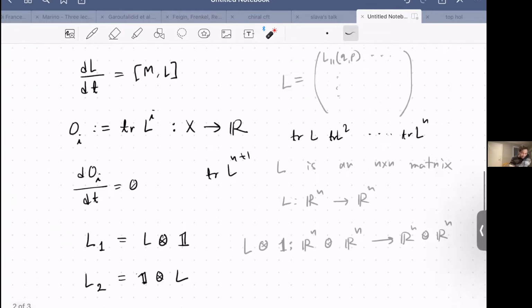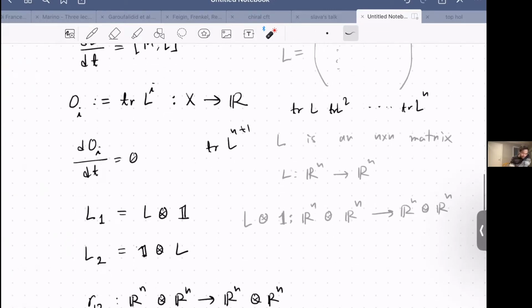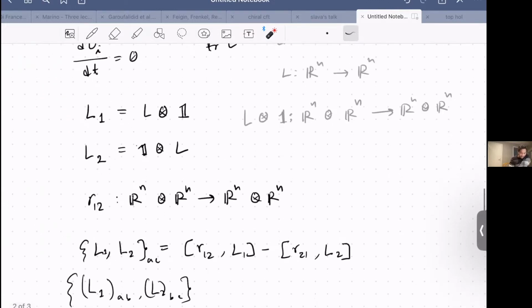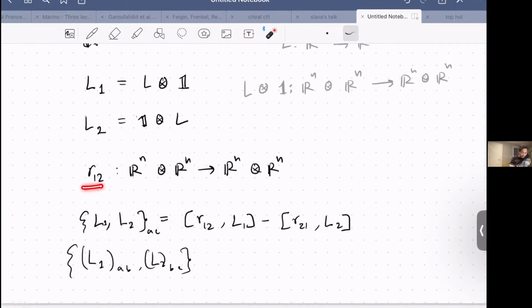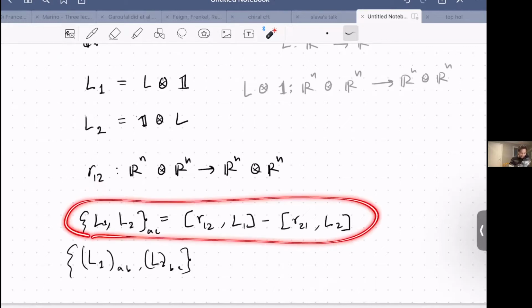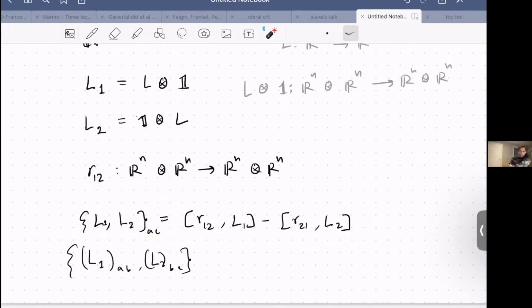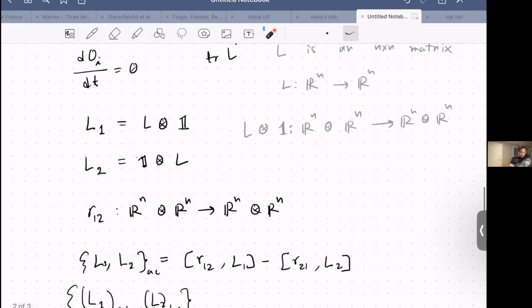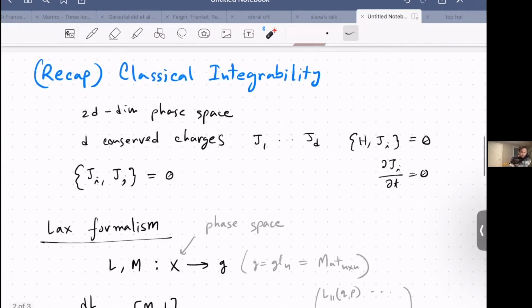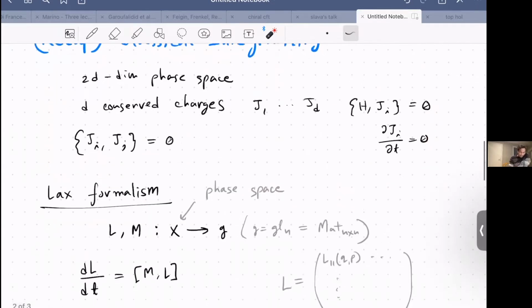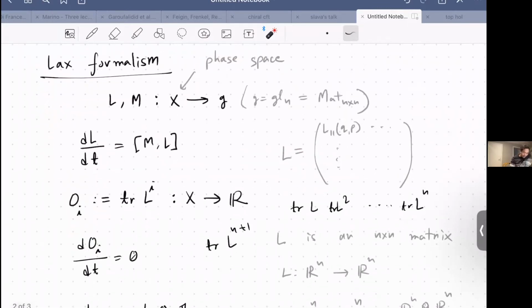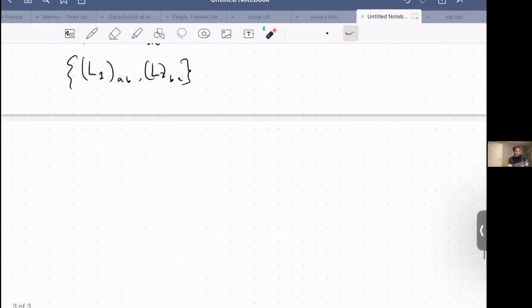Now, if you can find such matrices L and M, from which you construct these d conserved charges, and furthermore, if you can find this R matrix, which satisfies this equation, then you can find d conserved charges in involution, and that gives you a Liouville integrable system. Okay, so this was an alternative characterization of the same integrable system that Liouville characterized. The benefit of this formalism is that this can be generalized both to field theories and in quantum cases, which we shall look at now.